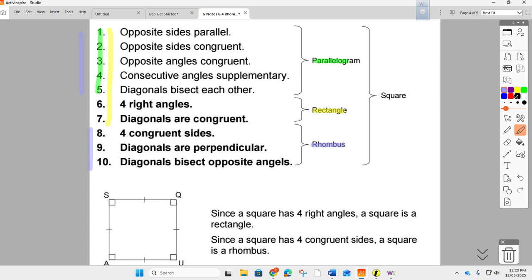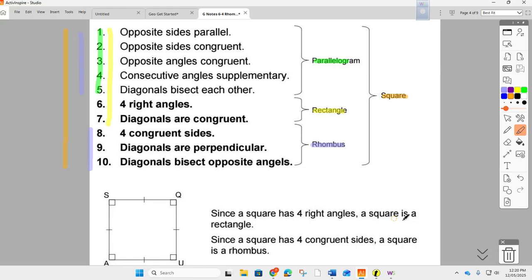And last but not least, a square. I need a good color for a square. Highlight. The square has all of these properties. So it's the most special, all right? Since a square has four right angles, a square is a rectangle. Since a square has four congruent sides, a square is a rhombus.